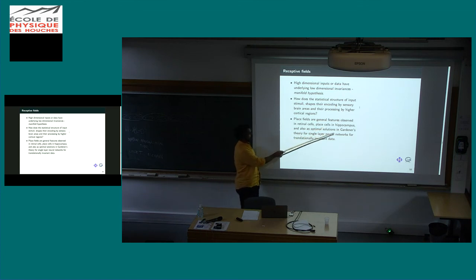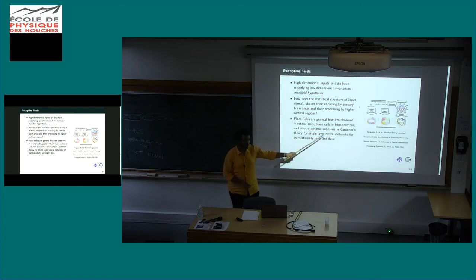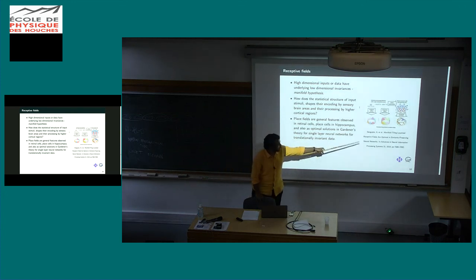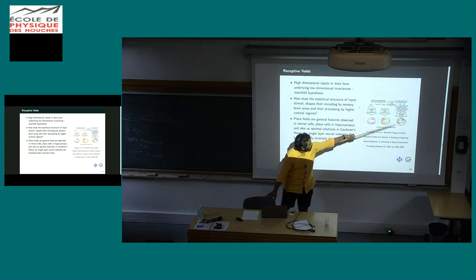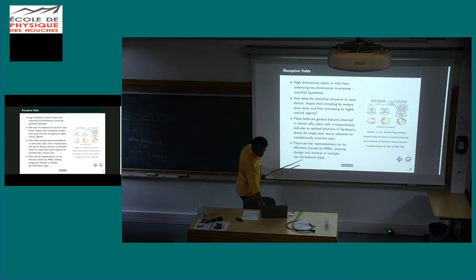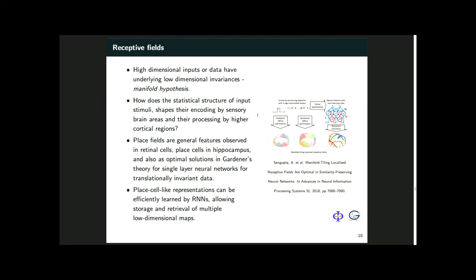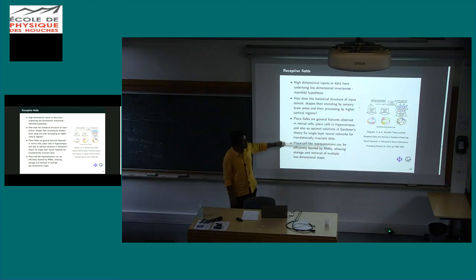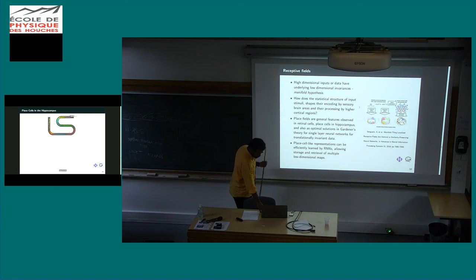They also appear as the optimal solution in Gardner's theory for single layer neural networks for translationally invariant data, which is essentially what we had. You can find this in a paper in which they show that even in online optimization, the place fields for translationally invariant data cover the whole manifold, and this is the optimal solution. And this place field representation is very useful because it can be learned by recurrent neural networks, and it allows storage of multiple maps. With the same few cells, you can store and retrieve multiple maps. This is what happens in our brain as well.